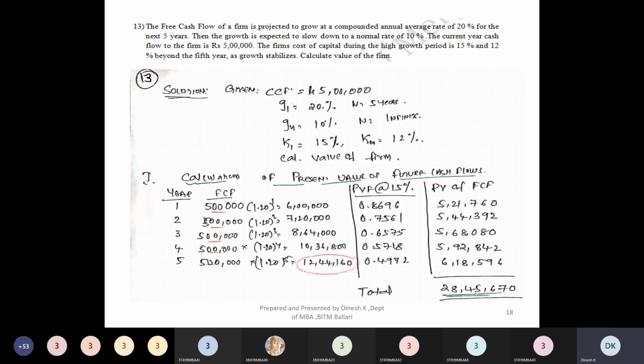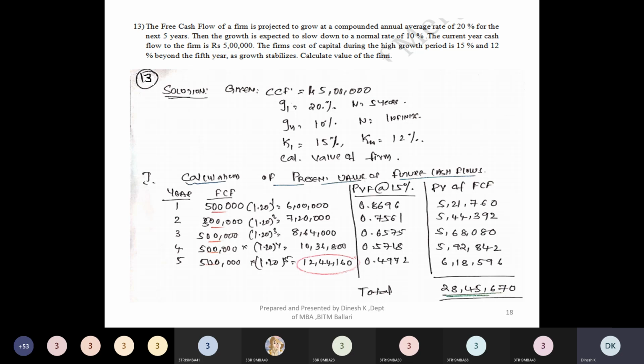Then on the fifth year, 1 divided by 1.15 to the power of 5. So you will be getting 0.4972. You take this 0.4972 multiplied by 12,44,160. So you will be getting 6,18,596. So this is how you get the present value of the future cash flows.